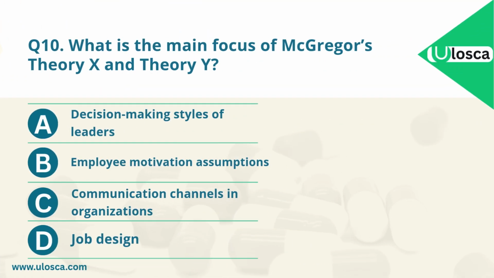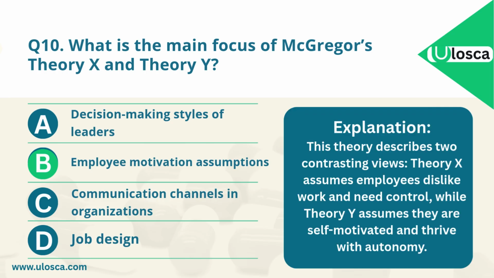The correct answer is B. Employee motivation assumptions. Explanation. This theory describes two contrasting views. Theory X assumes employees dislike work and need control, while Theory Y assumes they are self-motivated and thrive with autonomy.